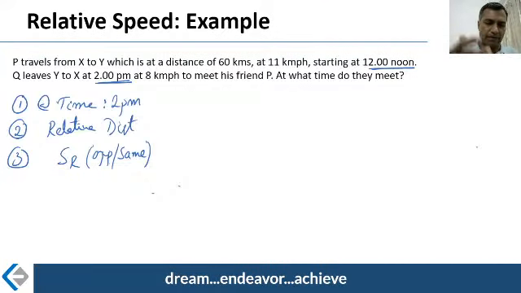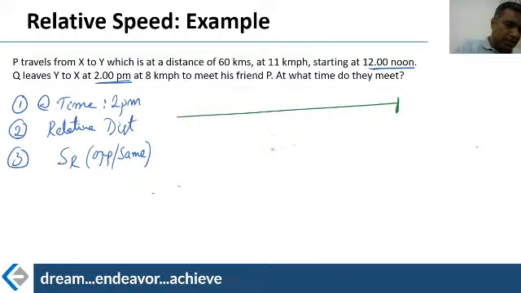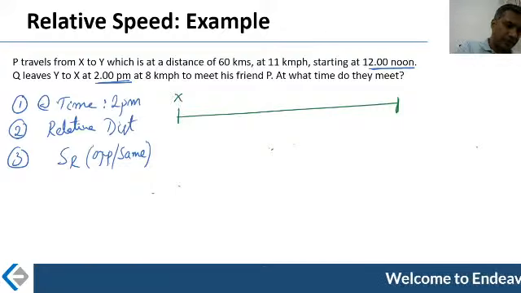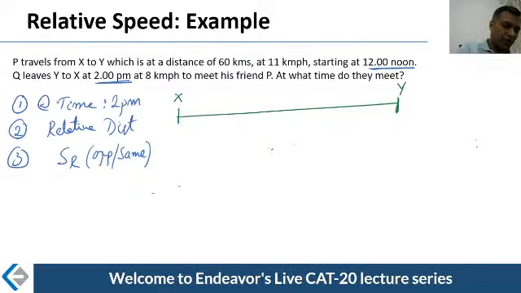I'll just do 3-4 examples before I go for the deeper sets, before I go for other kinds of questions. Let's take a look here. What is happening here? One fellow, P, started from X. The other fellow started from Y. What time did P start? P started at 12 noon, at 12 p.m.